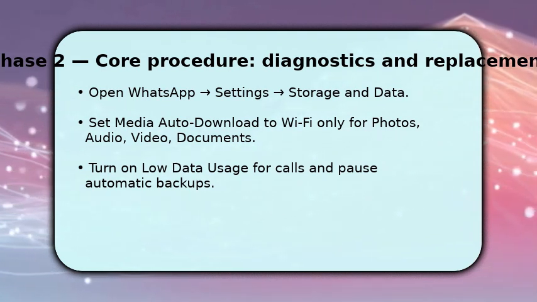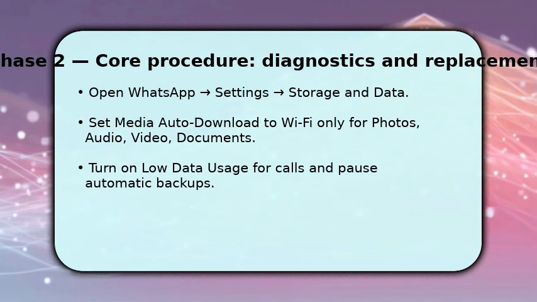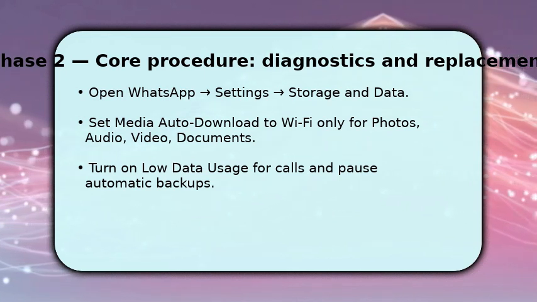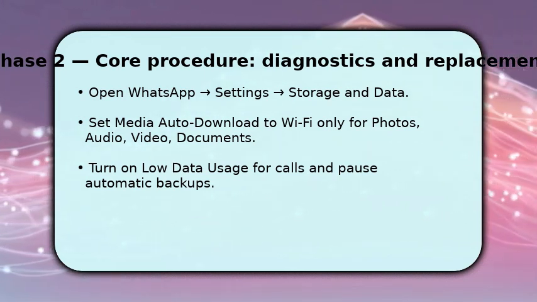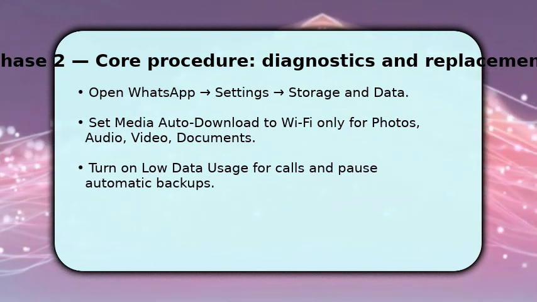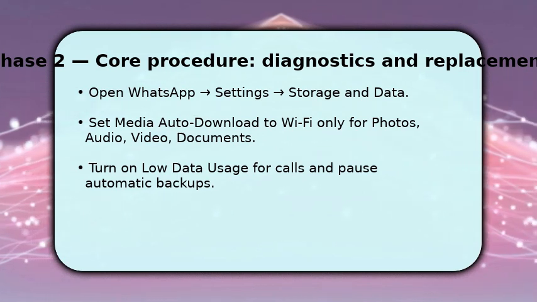Once done, enable low data usage for calls to reduce packet use, and pause automatic backups or switch them to Wi-Fi only. Make sure to review chat-specific settings for large groups, because group media can consume lots of data. This middle step slashes ongoing consumption while keeping essential messaging functional.